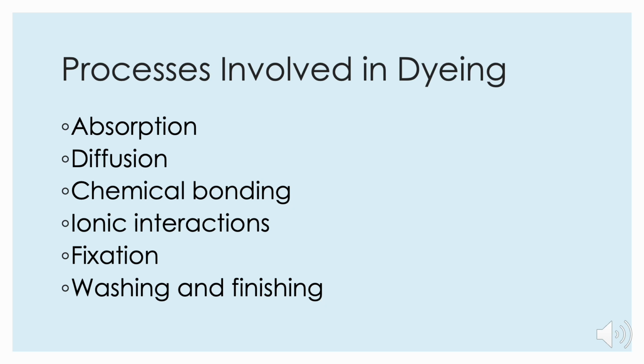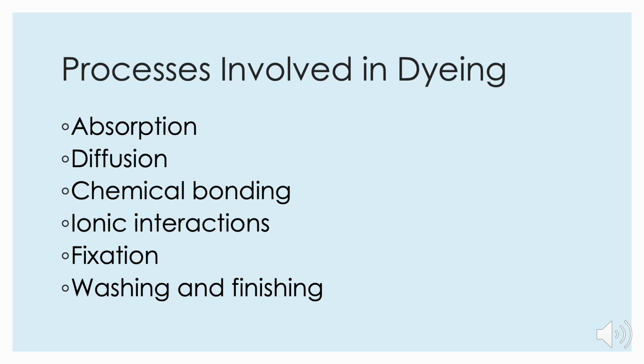Ionic interactions can sometimes occur in acid dyes used for protein fibers like wool and silk, as well as basic dyes used for acrylic and nylon. Acid dyes contain negatively charged groups that can form electrostatic attractions with positively charged sites on the fabric, while basic dyes contain positively charged groups that can interact with negatively charged sites on the fabric.